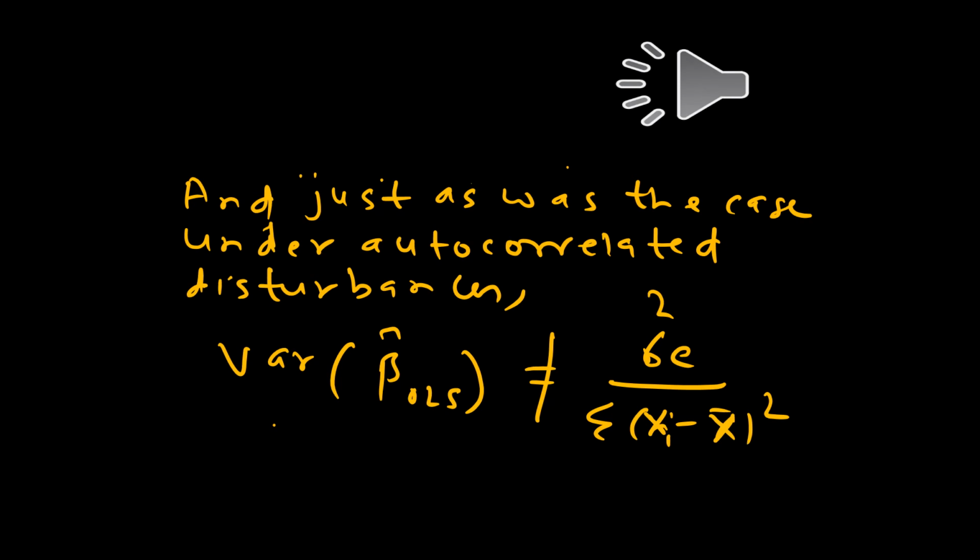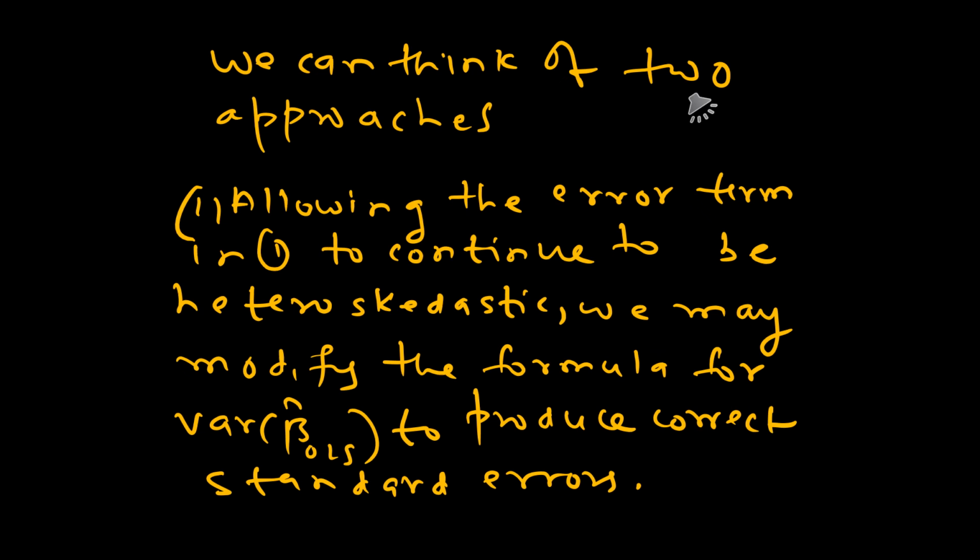And just as it was the case under autocorrelated disturbances, the impact of heteroskedasticity is in changing the formula for the variance of beta hat OLS. The variance of beta hat OLS is no longer sigma square upon summation xi minus x bar square, but will now have to be changed. So then we can take two approaches to the problem.